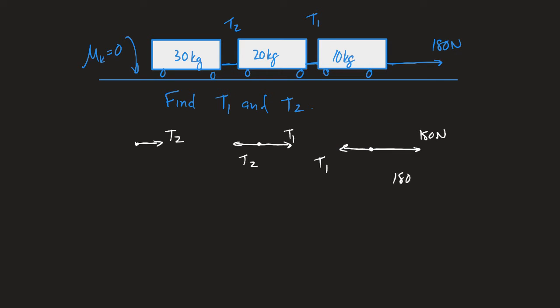So that means that I have 180 minus T1 equals 10A. Applying Newton's second law, adding up the forces acting on the object, set it equal to ma. And then T1 minus T2 equals 20A. It's the middle car, 2 forces acting on it. And last, T2 equals 30A. Each one of these, net force equals ma. Now, you've got 3 equations and 3 unknowns. Your job is to identify an answer from here.